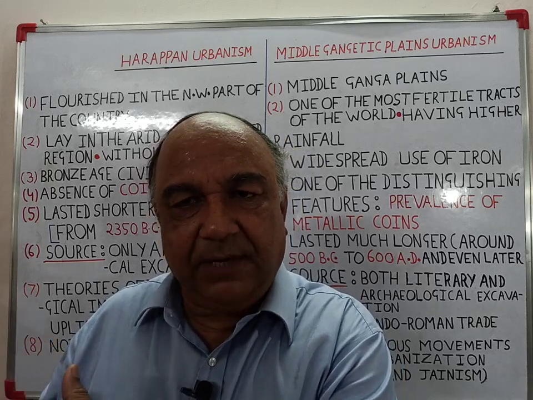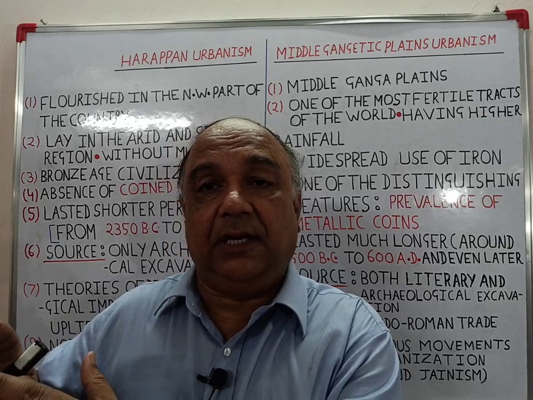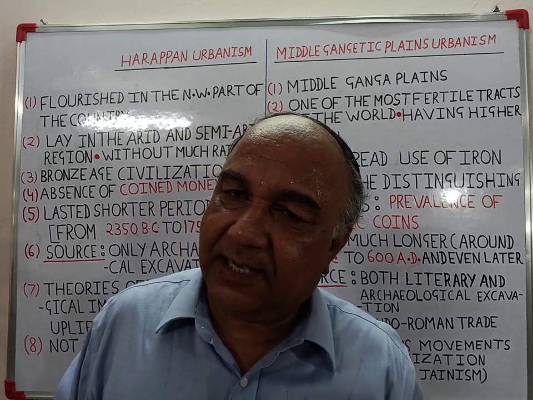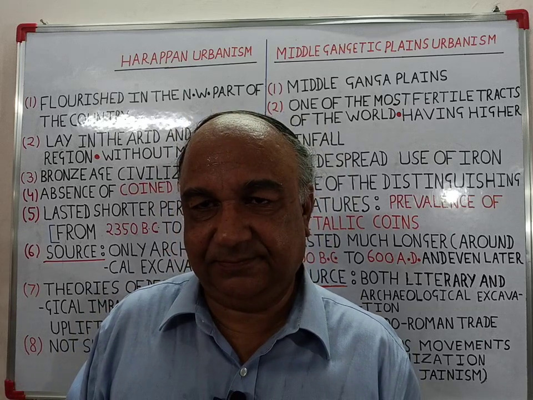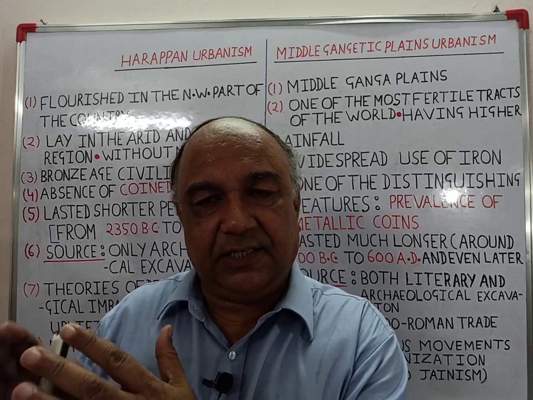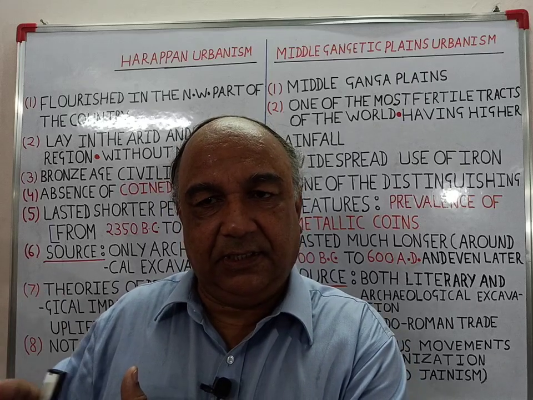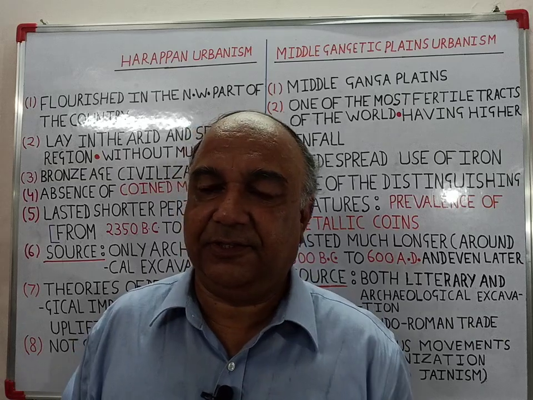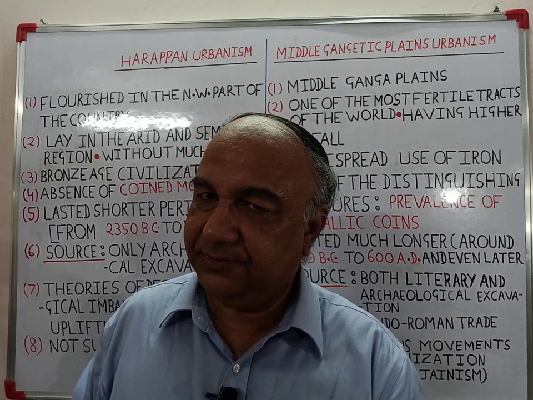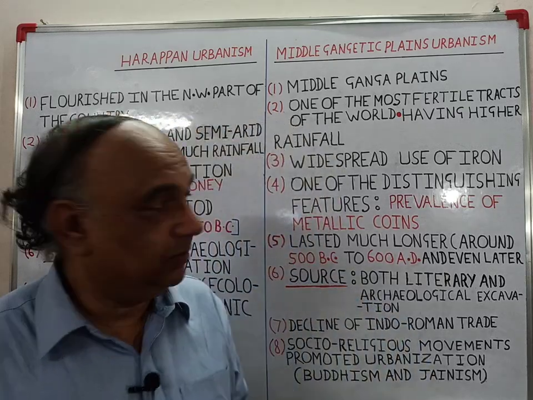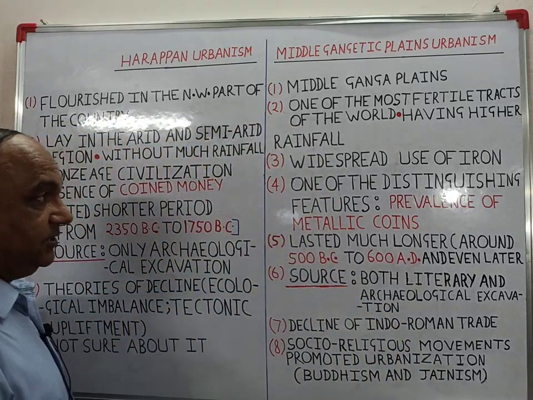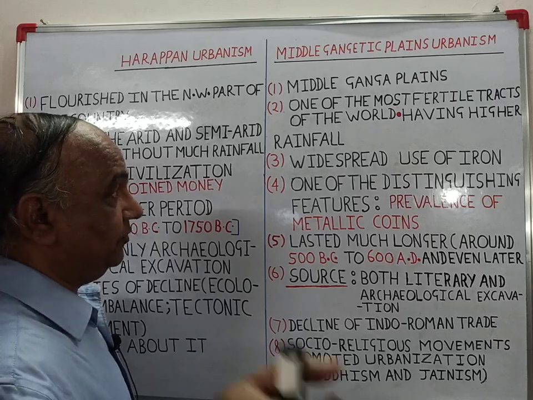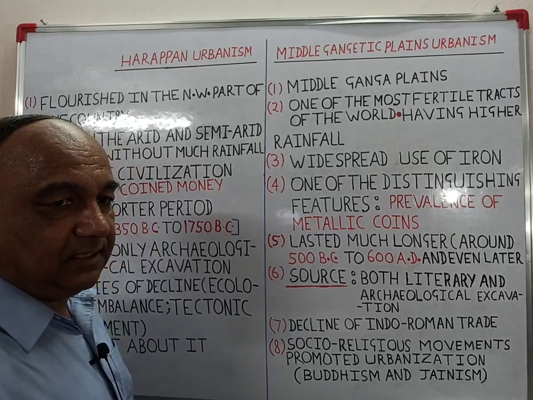Iron tools and implements played a very significant role in surplus production in the agriculture field. And this surplus production promoted urbanization in the second phase of urbanism in India. So the role of iron is very significant as far as the second phase of urbanism in ancient India is concerned.